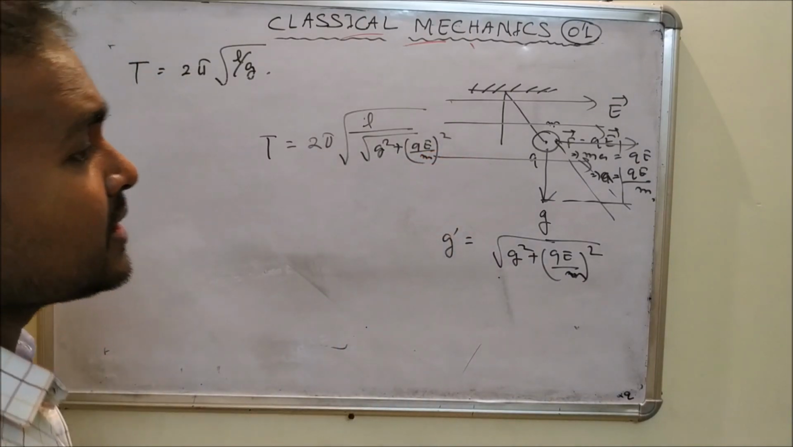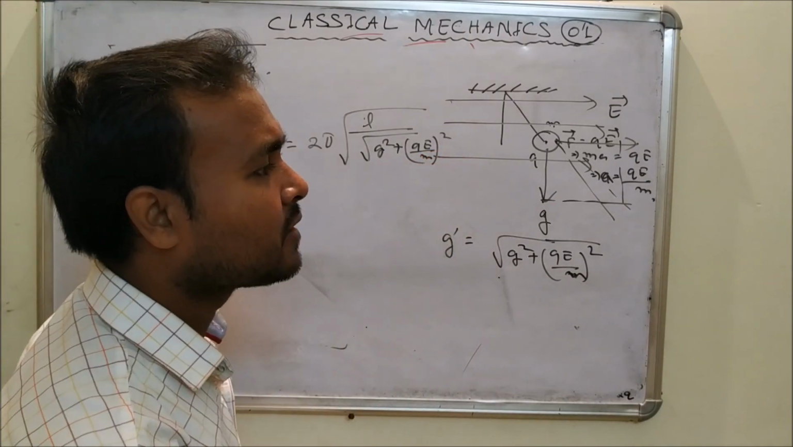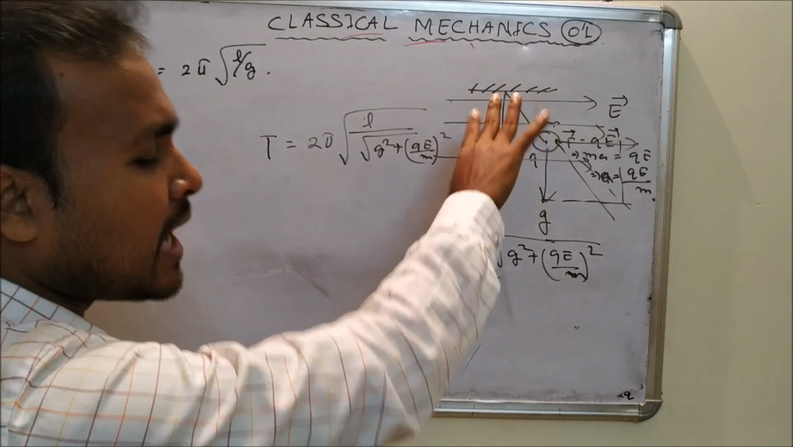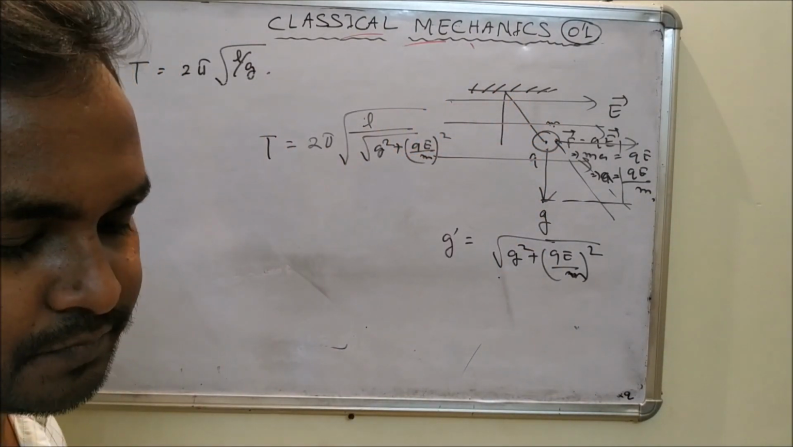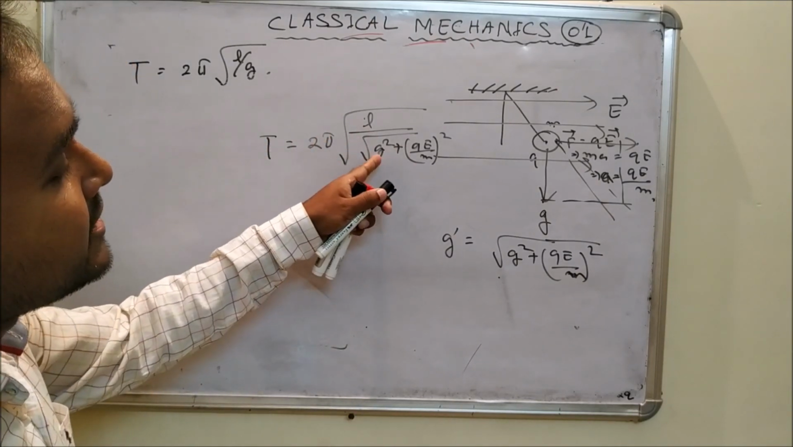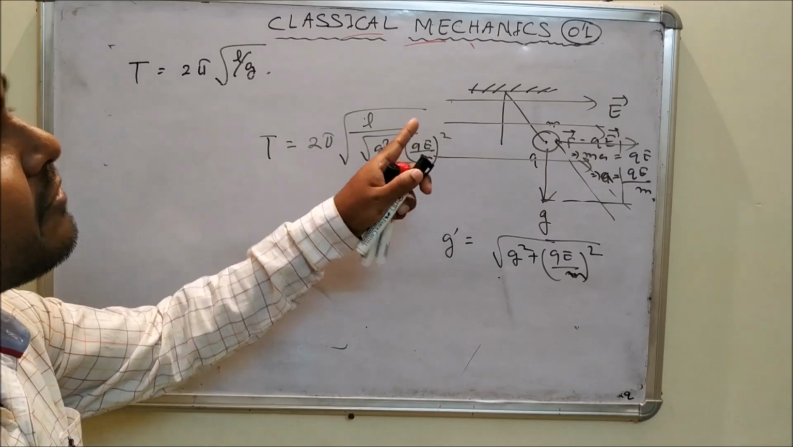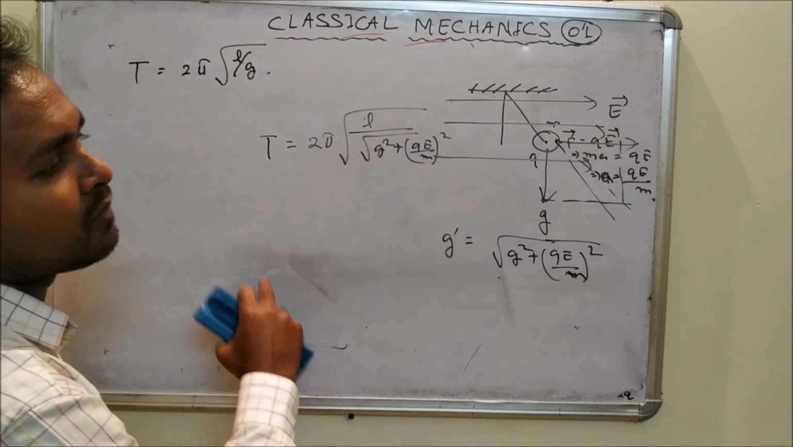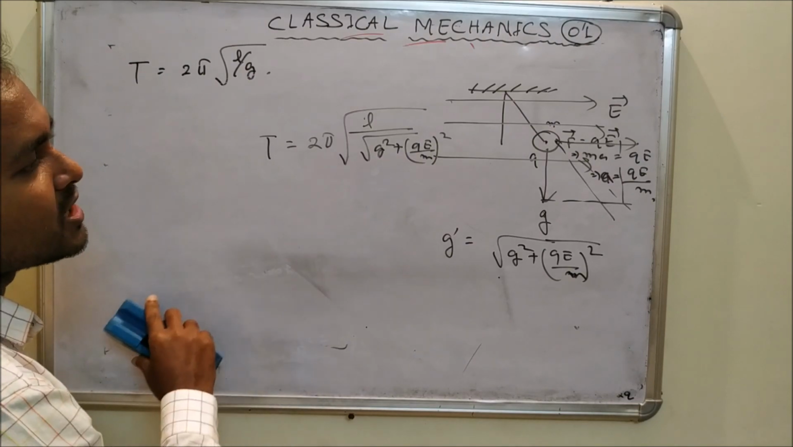You see, this type of question can be asked in CSIR. Very, very important questions. You will not see this type of problem in any book. Now, from this calculation, we can say that this g is not fixed. We have to count the effective value of g depending on the situation.